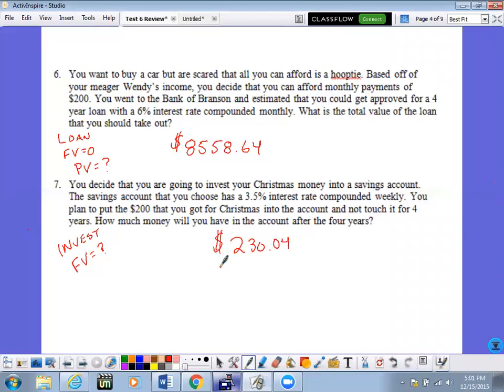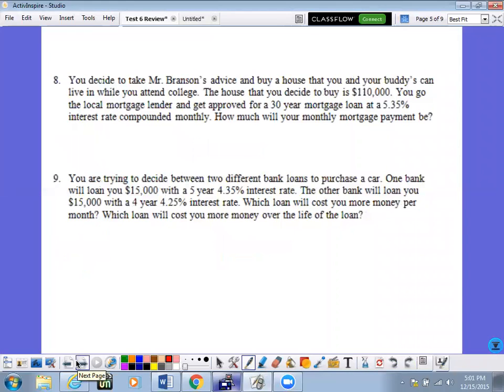Now, I know that's not a large chunk of cheese, but you're only doing it for 4 years, and you only have a 3.5% interest rate that is divided into weekly compounds. So that's 52 different compounds a year that you're dividing this 3.5% interest. So you're barely getting pennies every week in that situation. That's why it's not that much.